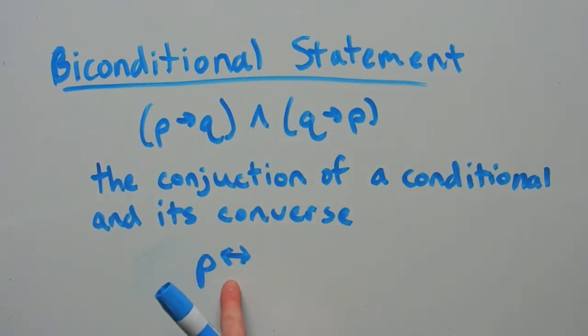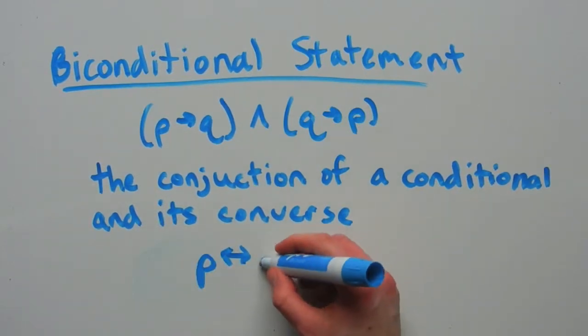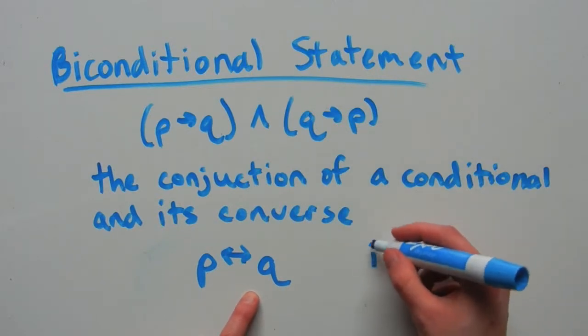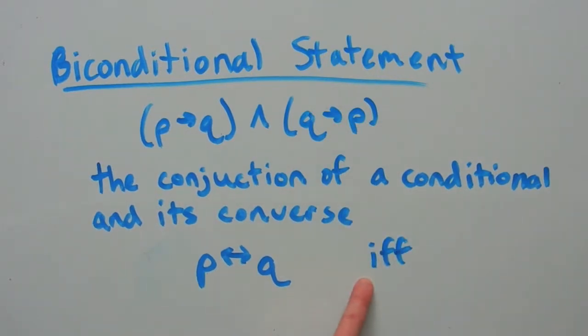and then a line with an arrow on each end, Q. And that's read as P if and only if Q, or P IFF Q, which is meaning that P implies Q and Q implies P. Let's go over an example of a biconditional statement.